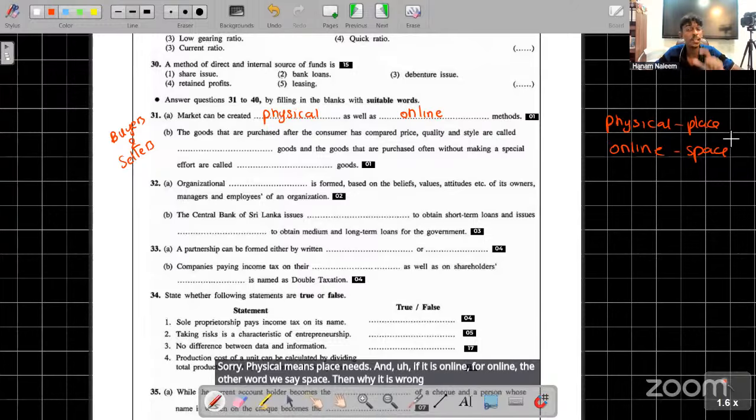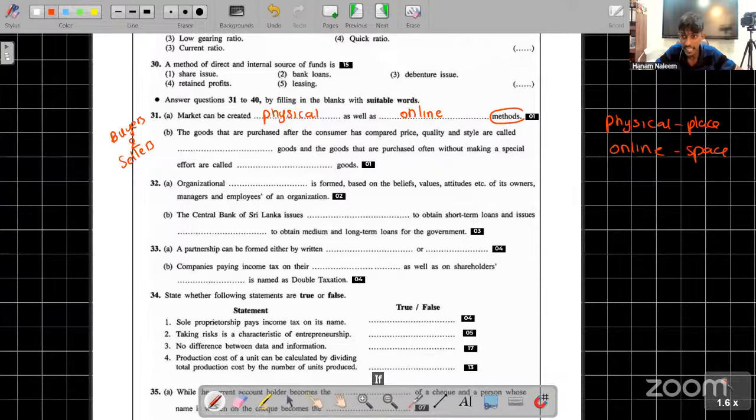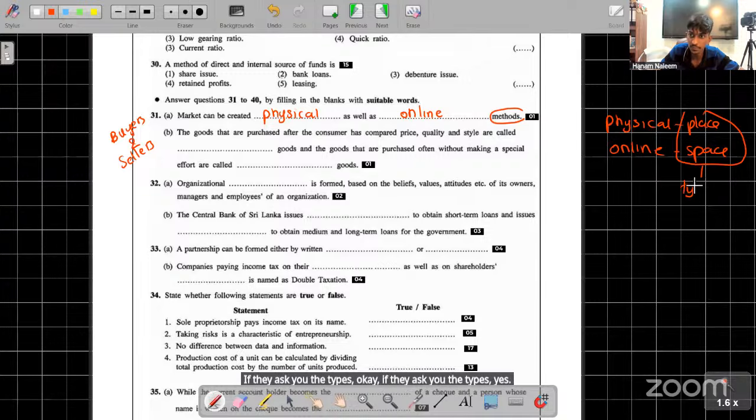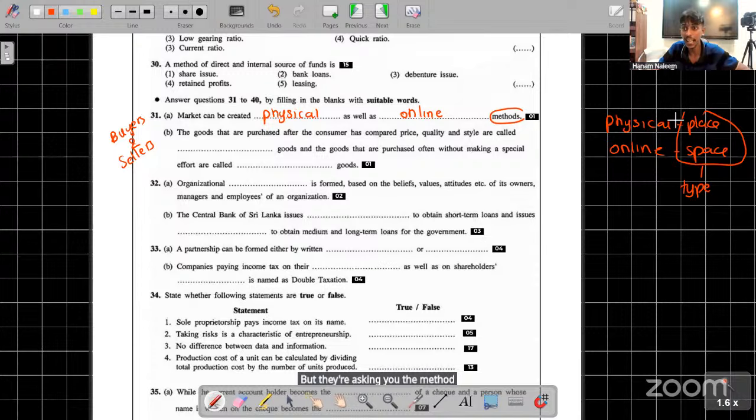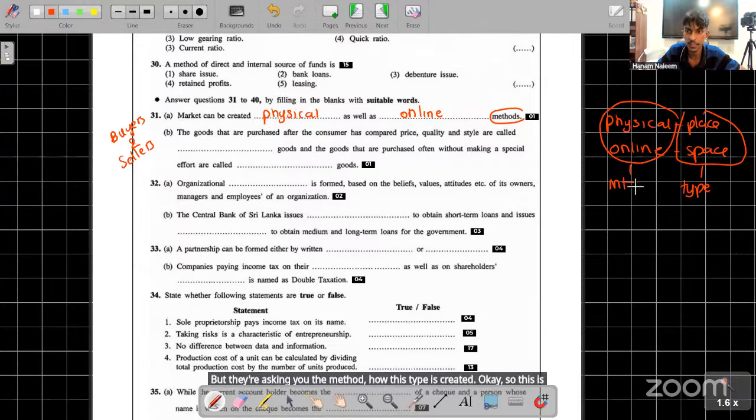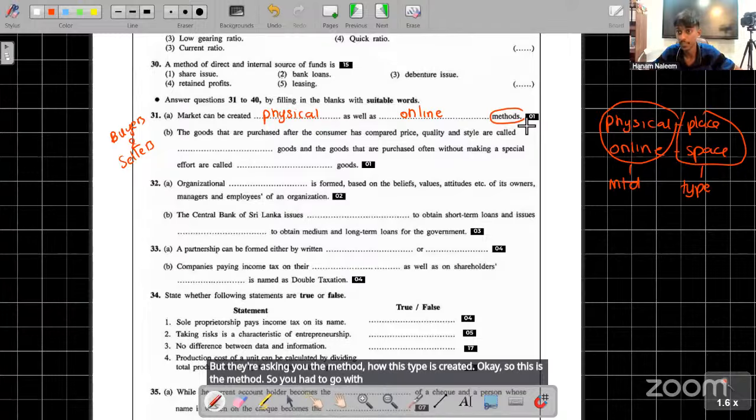Good. The question is about the method. They're not asking me the types. If they ask you the types, yes, this should be the answer. But they're asking you the method. How is this type created? So this is the method. So you had to go with the methods only. So a market can be created by physical as well as online methods.